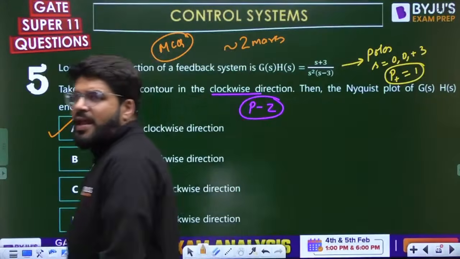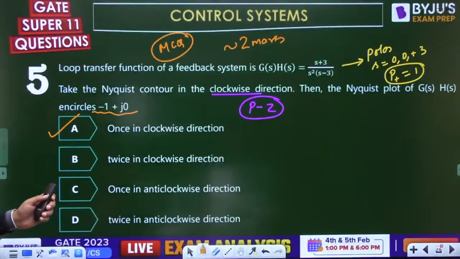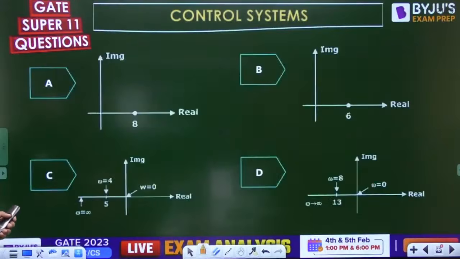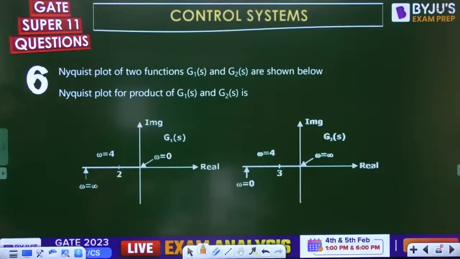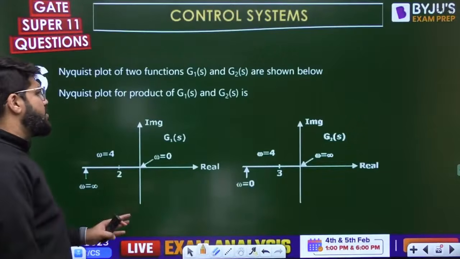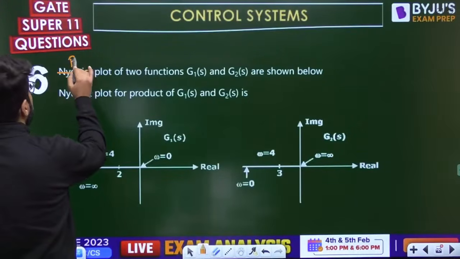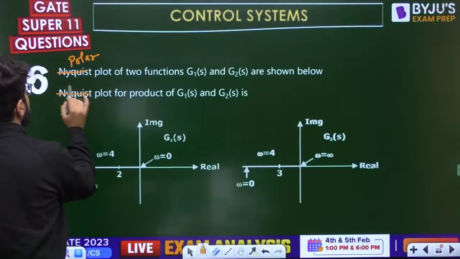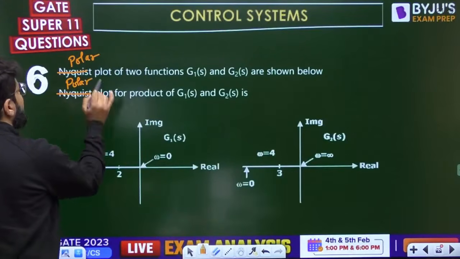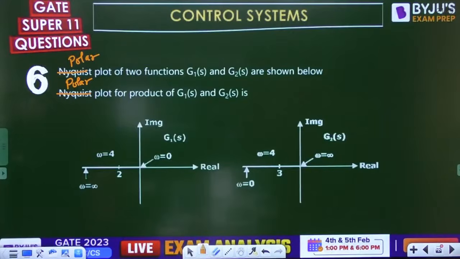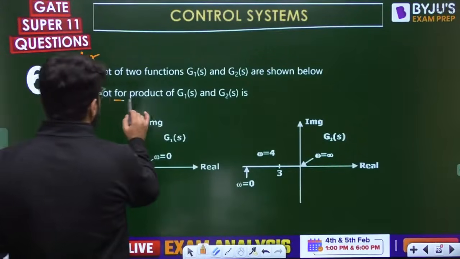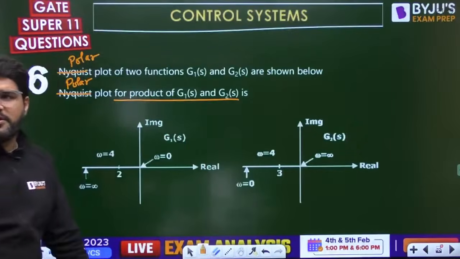Chalo, done. Next, let's move ahead to the next question, the sixth one here. The polar plots of two functions G1s and G2s are shown below. Not Nyquist, actually just call it the polar plot. It's not the complete Nyquist plot. We are only talking about polar here. What is the polar plot for the product of G1 and G2?